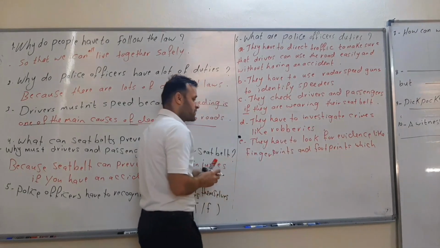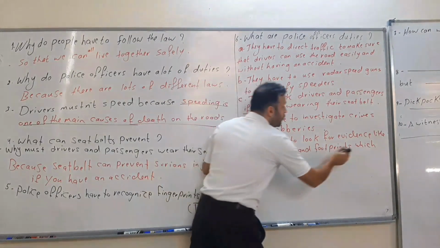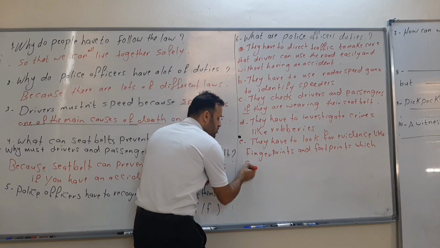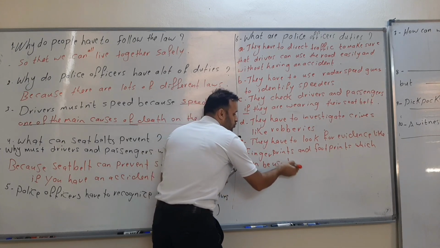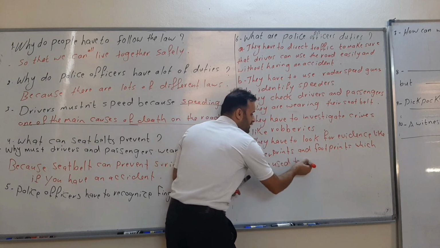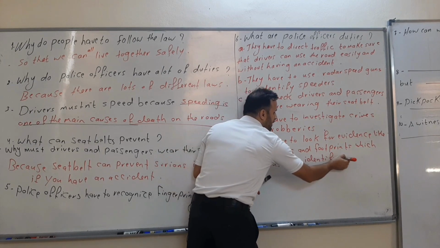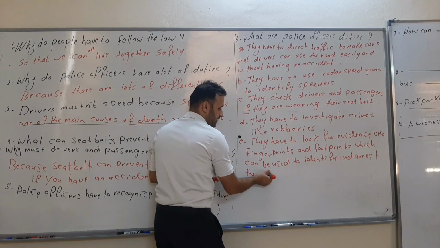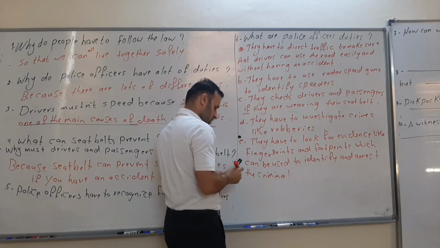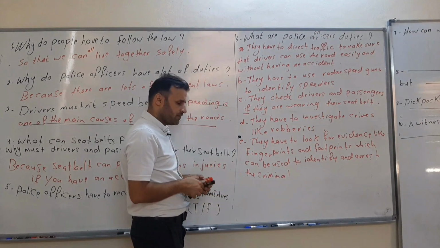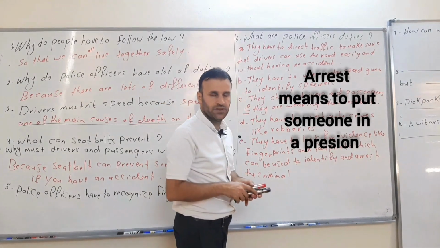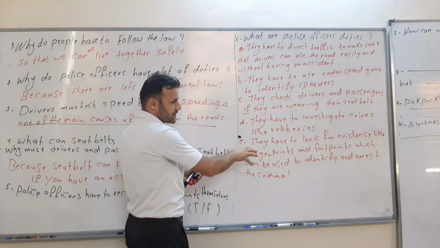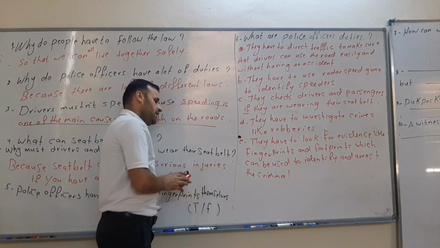They have to look for evidence like fingerprints and footprints, which can be used to identify and arrest the criminal. Arrest means to put someone in prison or in jail. So they have to look for evidence like fingerprints and footprints, which can be used to identify and arrest the criminal.